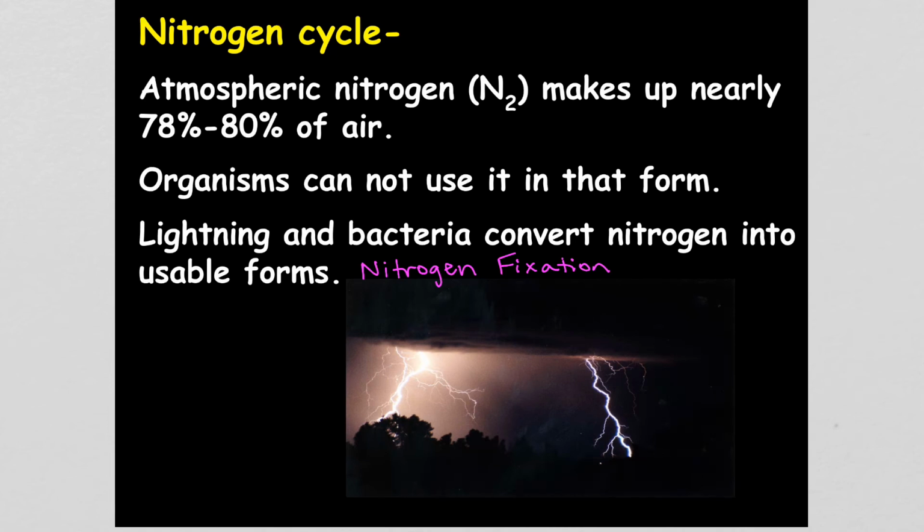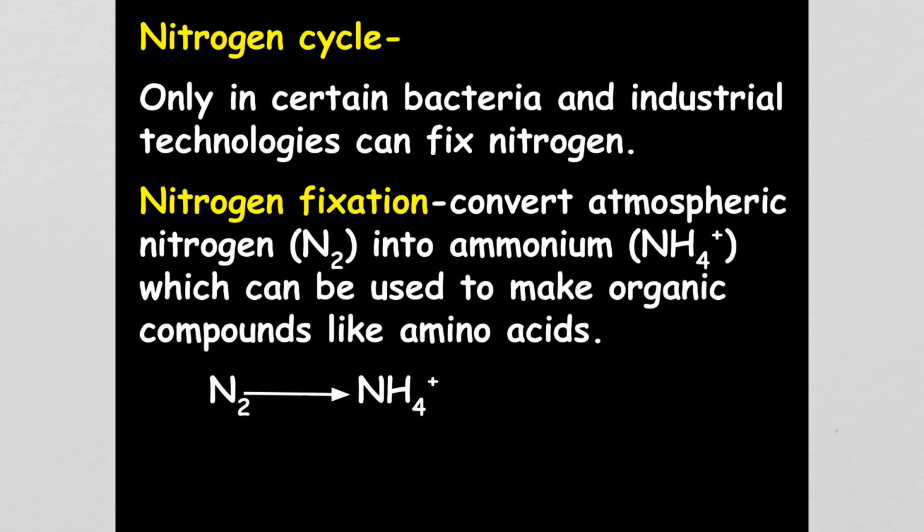So for us to utilize it, it has to be fixed or changed, and that can be achieved by lightning and also by bacteria. Certain types of bacteria, and we also have developed industrial technologies that can be used to fix nitrogen as well. Nitrogen fixation is converting atmospheric nitrogen, which is the gas in the form of N2, into a form that organisms can use, which is ammonium, a nitrogen combined with 4 hydrogens. And that can be used to make organic compounds like amino acids.